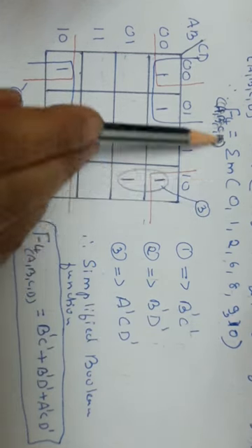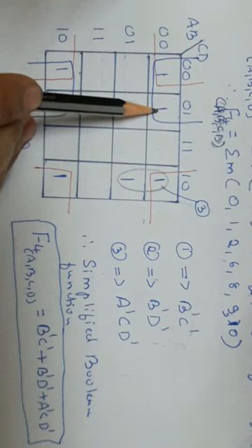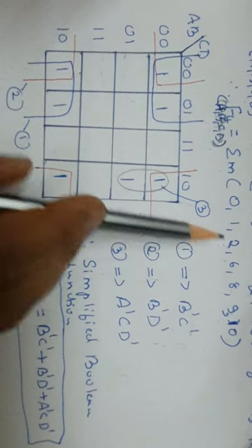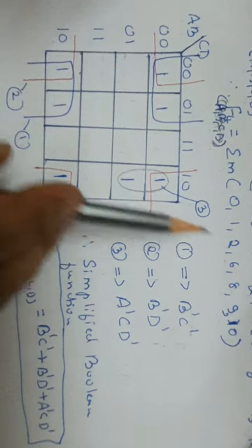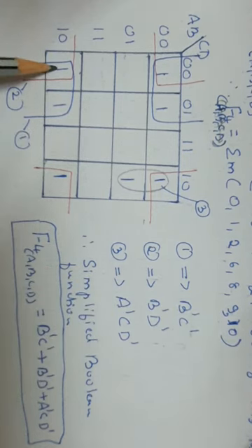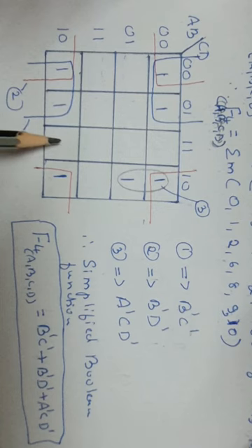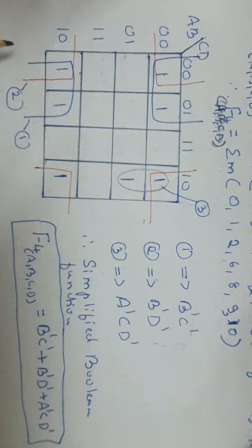Minterm 0 is present in the given expression, so in M0's place, fill 1. M1 is present, so 1. M2 is present, we have to fill 1. M3 is not present, don't fill 1 here. M4, M5 are not present. M6 is present, fill 1 in that place. M7 is not present. M8, M9, M10 are present, hence fill 1 in their places. Minterms 11, 12, 13, 14, 15 are not present, hence don't fill 1. Now, filling of 1s in the K-map is over.